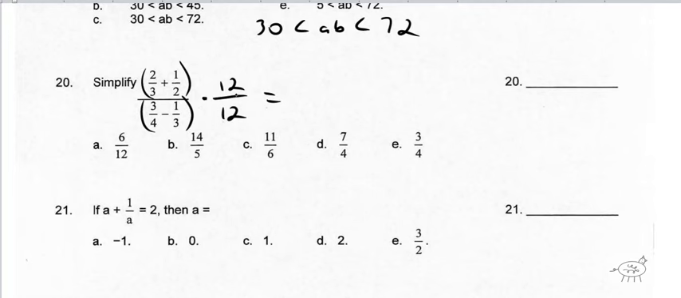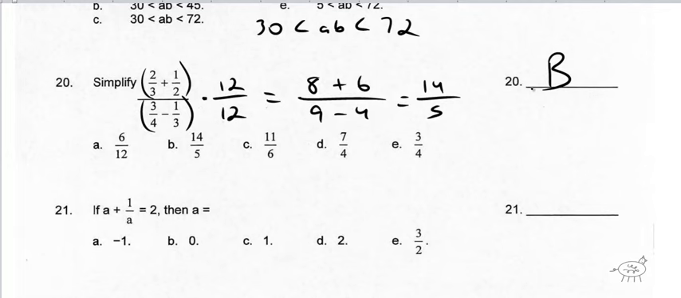2/3 times 12, the 3 and the 12 cancel, you get 8. 4 times 2 is 8. 1/2 times 12 is 6. The bottom, 3/4 times 12 gives me 9. 1/3 times 12 is 4. So 8 plus 6, 14 fifths, which is B. Okay?